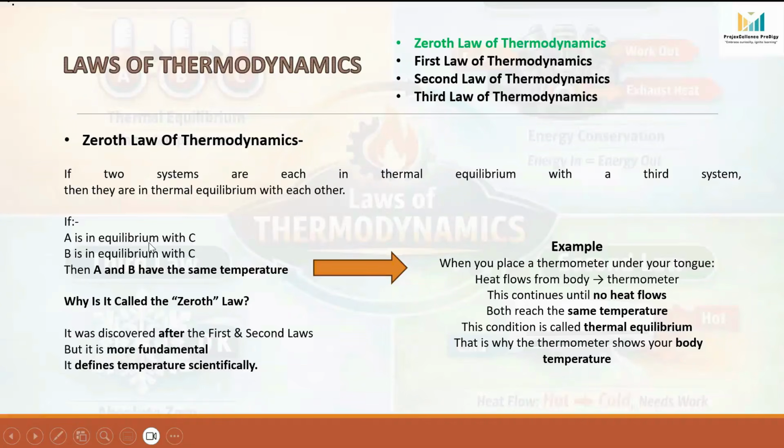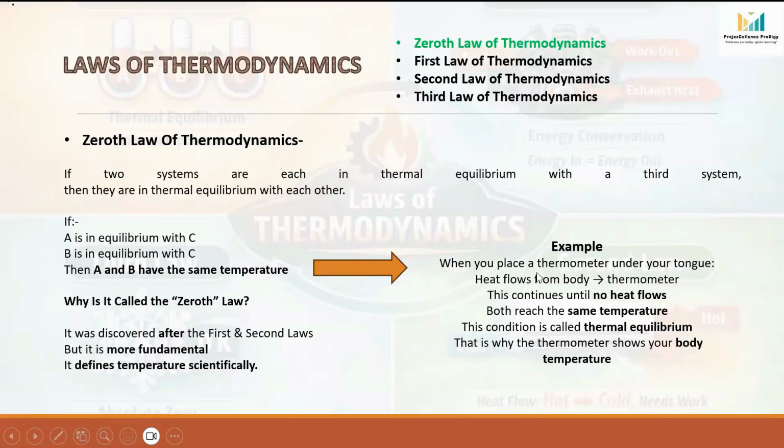Let me explain this step by step. Imagine 3 objects A, B, and C. If object A is in thermal equilibrium with C, it means the temperature of A is equal to the temperature of C, and object B is also in thermal equilibrium with C, which means the temperature of B is equal to the temperature of C. So automatically A and B must have the same temperature. This simple idea is the foundation of temperature measurement.